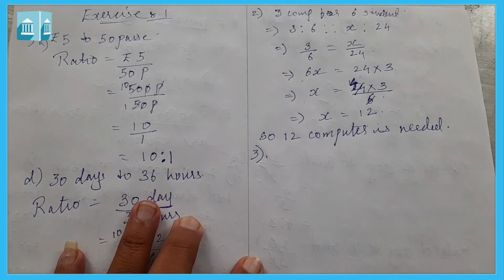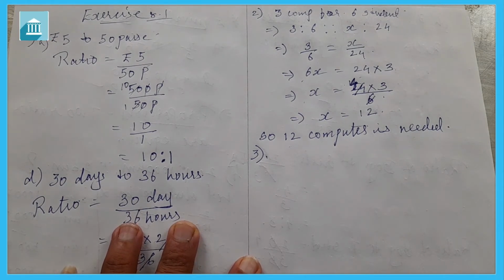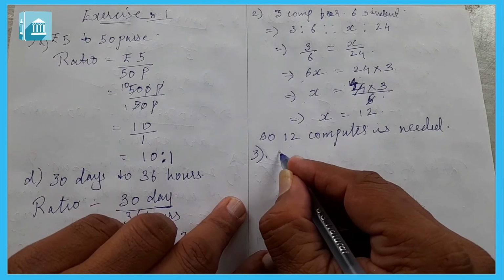Now let us see question number 3. It is given that the population of Rajasthan is 570 lakh and the population of UP is 1660 lakh. The area of Rajasthan is 3 lakh kilometers square and the area of UP is 2 lakh kilometers square. We have to find how many people there are per kilometer square in both states. First we have to write for Rajasthan.